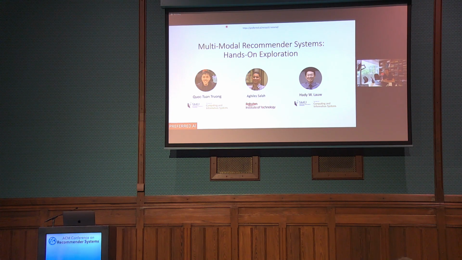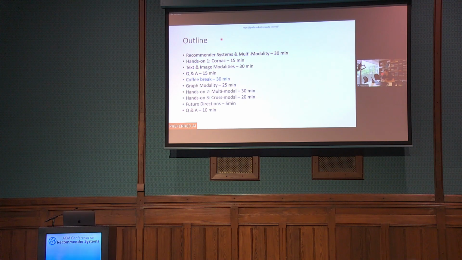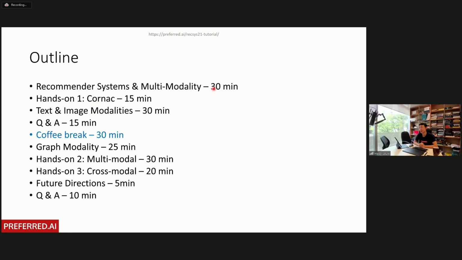Okay, so to get started, let's take a look at the outline that we expect to go through today. The first part is going to be an introduction to recommender systems and multimodality. You might already be familiar with recommendations. We're going to tell you what we mean by multimodality. In this case, one of those modalities is going to be preference data, and the other modalities might be some other content that comes along with either the user or the item.